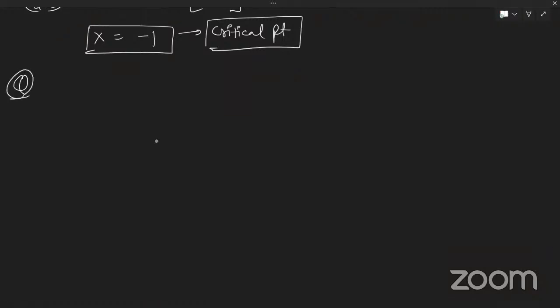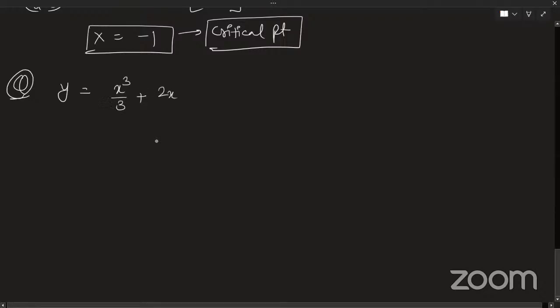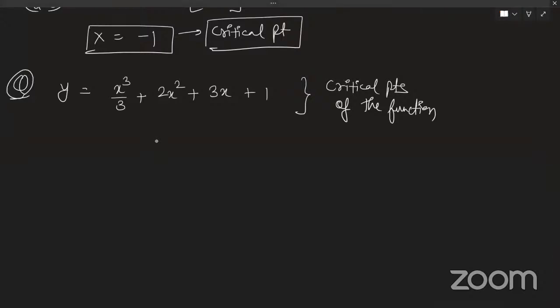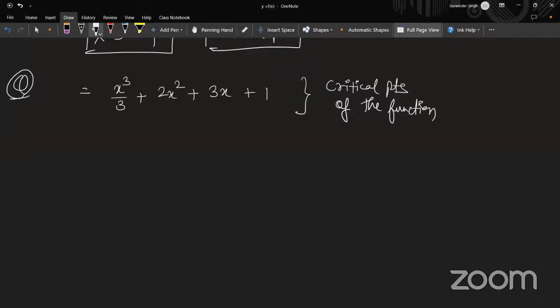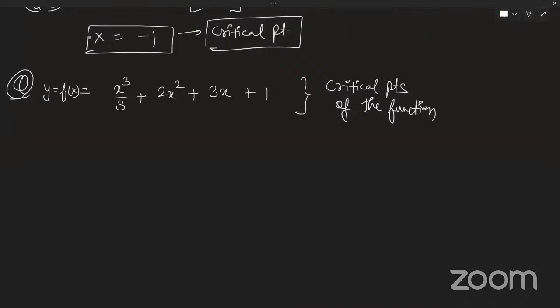Okay, I'll give you one more problem. Tell me the critical points of this function. I know you are getting a bit confused because sometimes I write y and sometimes f of x. Just treat both as equal. So what is dy by dx?